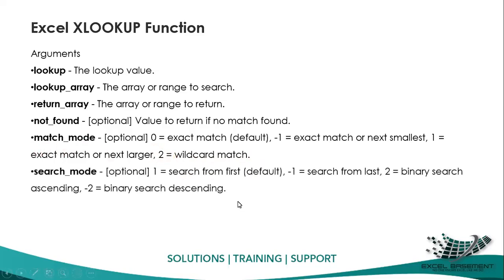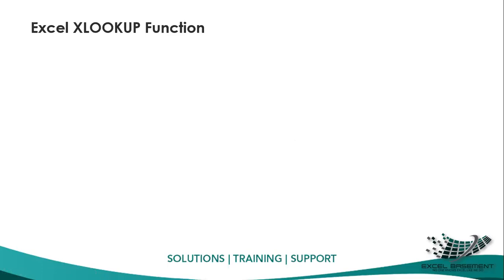Then you have one more function argument, which is called the search mode. And in search mode, you have four options available. The first one is +1, if you are searching from the first, which is the default. -1 is searching from the last. So this means that you are doing a reverse search. 2 is used for the binary search ascending, and -2 is used for binary search descending.